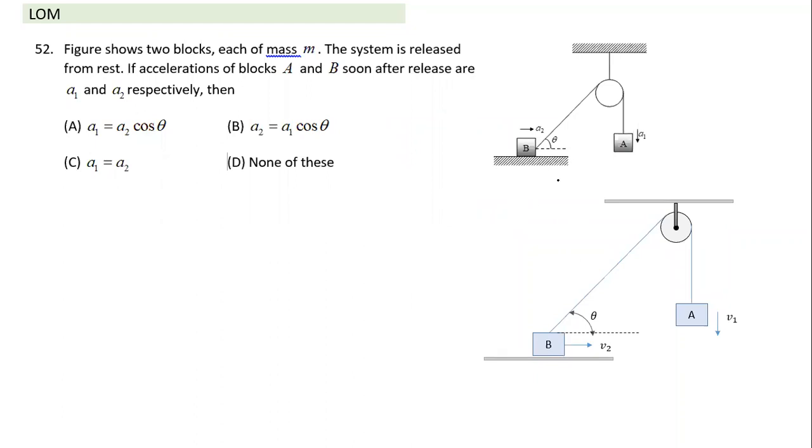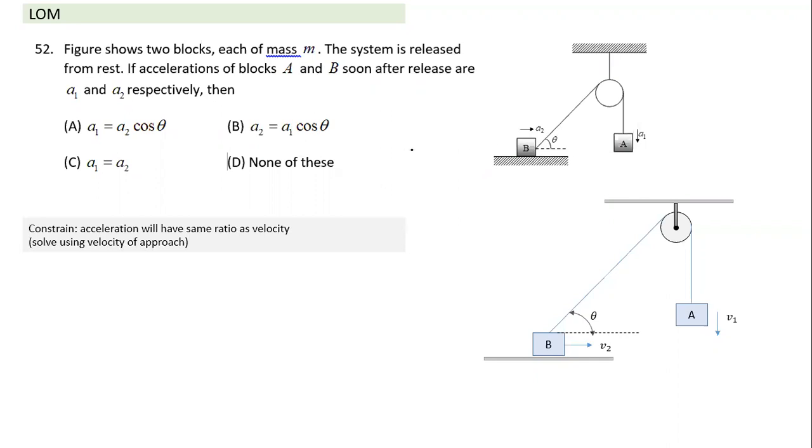Let's take a question which is slightly more challenging here. In this system, two blocks are shown. Each has mass M, block A and block B. And the system is released from rest. If the accelerations of block A and B soon after release are A1 and A2, then what is the relationship between the magnitudes of acceleration? Of course, directions are different.